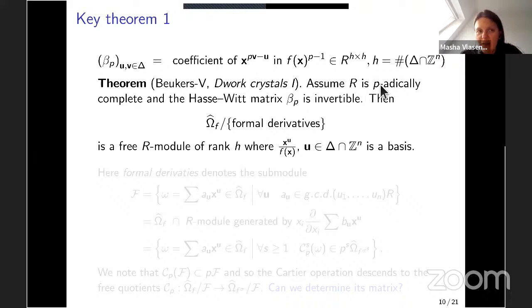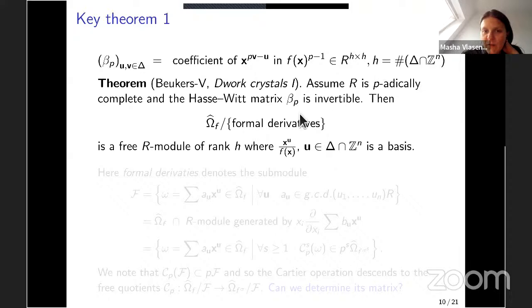If we assume that R is p-adically complete and this Hasse-Witt matrix is invertible, by the way, this is equivalent to the fact that p does not divide the determinant of the Hasse-Witt matrix, because we assume that R is p-adically complete. And if R was not p-adically complete, we can complete it at this point. So basically the requirement is that p does not divide the determinant of the Hasse-Witt matrix. In this case, the quotient of our module by formal derivatives, I will explain in a moment what it is, by a certain submodule, is a free module of rank h, where the basis is given by the images of the rational functions x to the u over f of x, with u running over integral points in the Newton polytope delta.